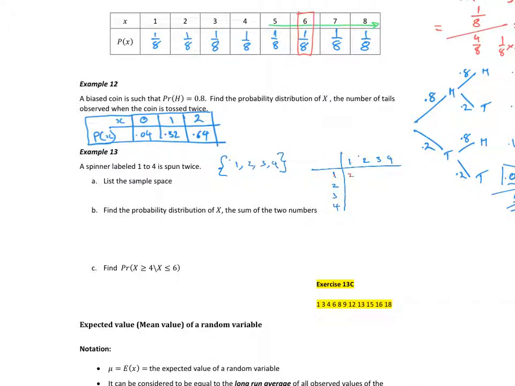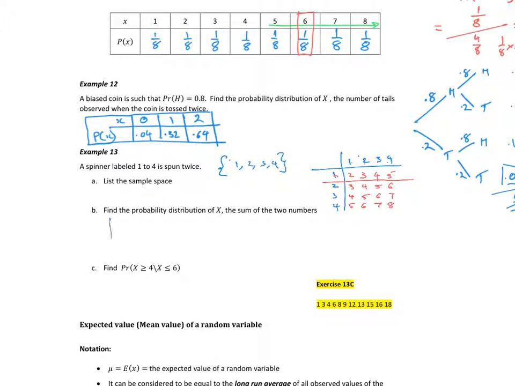1 plus 1 is 2, 1 plus 2 is 3, 1 plus 3 is 4, 1 plus 4 is 5. 2 plus 1 is 3, 4, 5, 6. 3 and 1 is 4, 5, 6, 7, and 4 plus 1 is 5, 6, 7, 8. So in reality, I'm spinning the spinner twice, so I'll get two numbers. But what I'm recording in my experiment is what those two numbers add to, all right? So they're in red, they're the outcomes.